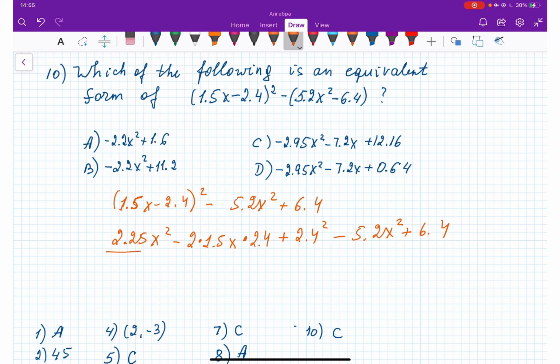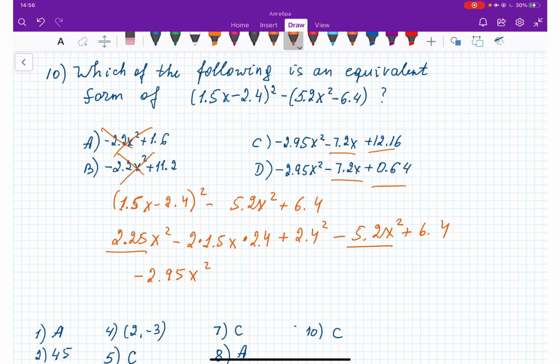Okay, so these two are like terms. I'm going to combine. So it's going to be negative, and 5.2 minus 2.25 is going to be negative 2.95x squared. Look at that. So it's going to be either C or D. So this one is dropping, this one is dropping. C or D, we'll see.